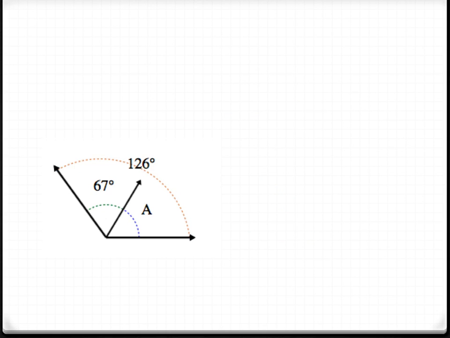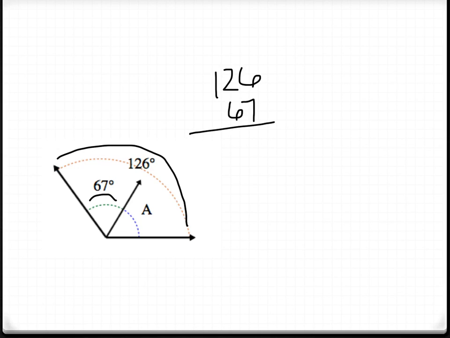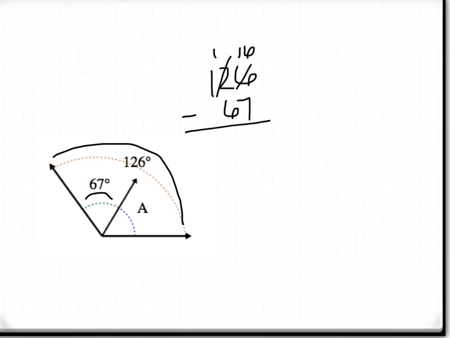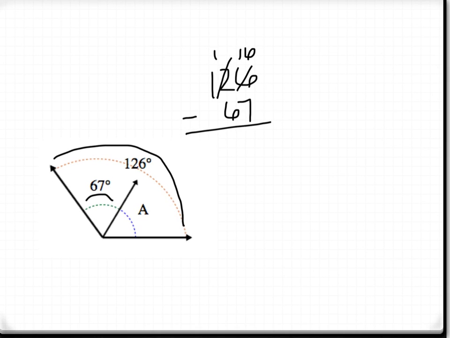Let's look at another example. How would you solve for angle A? I would say the large angle, 126, and subtract my known measure, 67. I regroup and do 16 minus 7, which would give me 9. And then I have 11 remaining, minus 6, giving me 5, for an answer of 59 degrees.